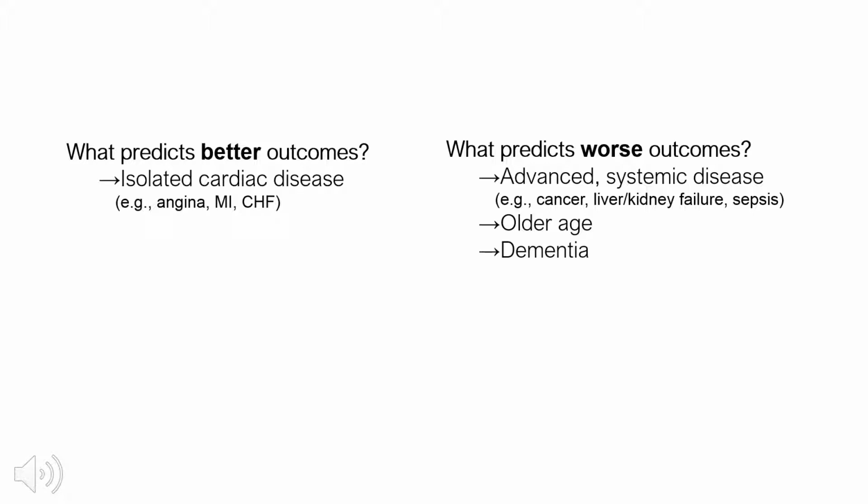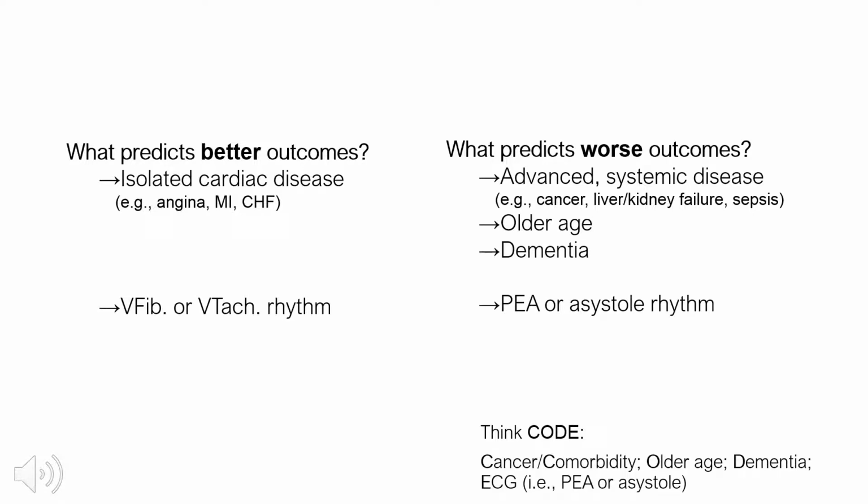Additionally, even though it's less relevant to your code status discussion with a patient, you should know as a healthcare provider that patients who have shockable rhythms in cardiac arrest, like ventricular fibrillation or ventricular tachycardia, aka VFib or VTach, do better than patients who experience pulseless electrical activity, PEA, or asystole.